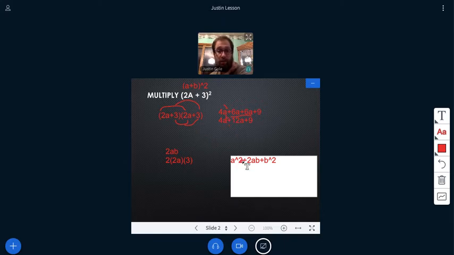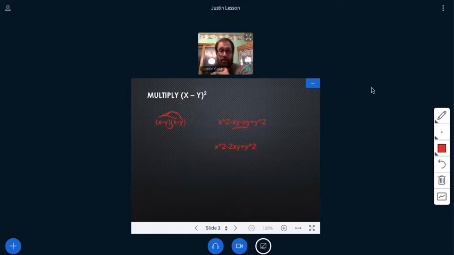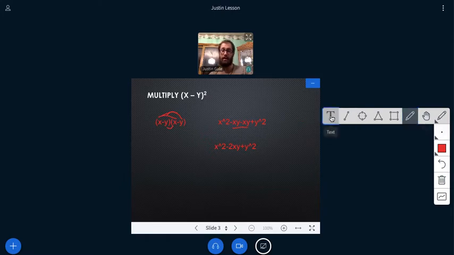The second term we got is 12a. And the third term is going to be b, which is 3 squared, which is 9. So we don't have to do all of this shorthand. We can do it sort of in our head to cut to this final answer. The same thing could be said here.